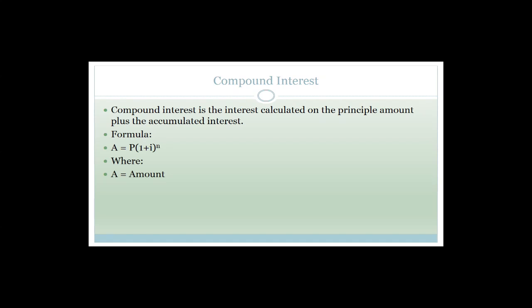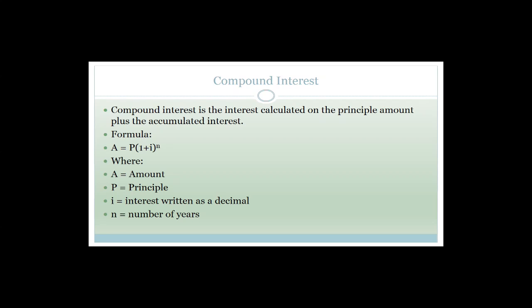So A is the amount. That's the amount we get out at the end of the compound interest period. P is the principal. That's the amount that you loan or your investment. i is the interest rate, always written as a decimal. And n is the number of years.